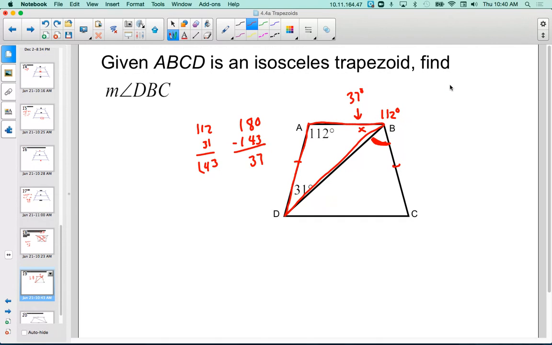So to find DBC, I'm going to do 112 minus 37. This is Mr. Newberry not being able to do this in his head, so he's going to go old school. That's 75. So we got a 75-degree angle here. All right, I think we got one more.